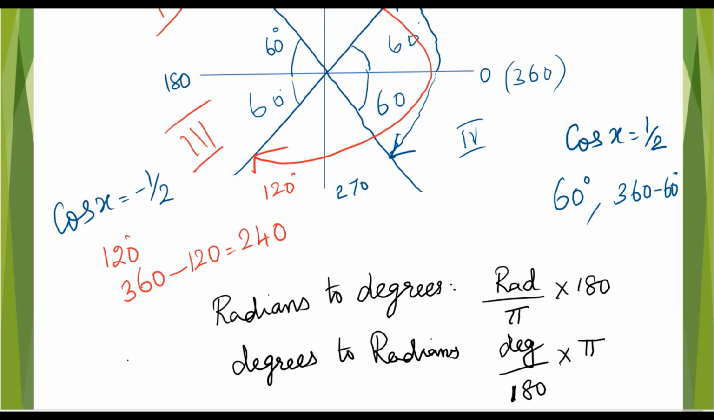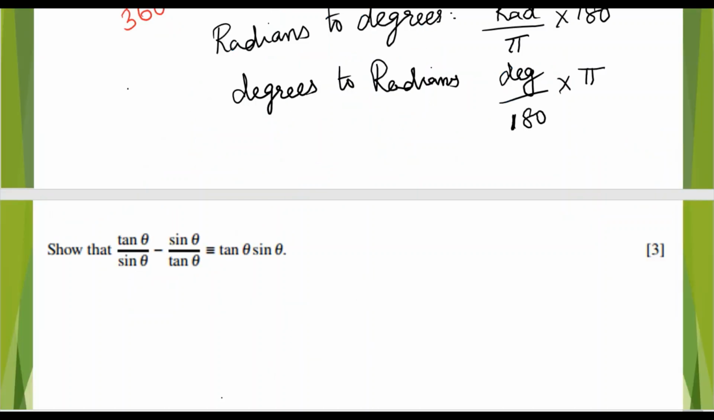Let's look into some of the identities questions from the past paper. The first question is, show that tan theta divided by sine theta minus sine theta divided by tan theta is equal to tan theta sine theta. In this kind of question, show that, prove that, always try to take the complex expression, which will mostly be given on the left hand side only. So try to take the left hand side expression and simplify it, so that you will get the right hand side expression.